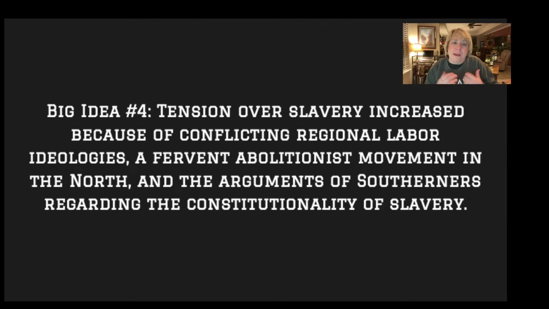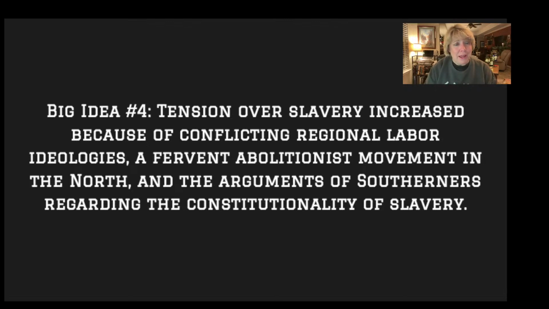Kansas becomes a preview of what the Civil War will be. It's going to be the pro-slavery forces fighting against the anti-slavery forces for who would control the state of Kansas. And this is going to be yet another warning sign of what's to come.